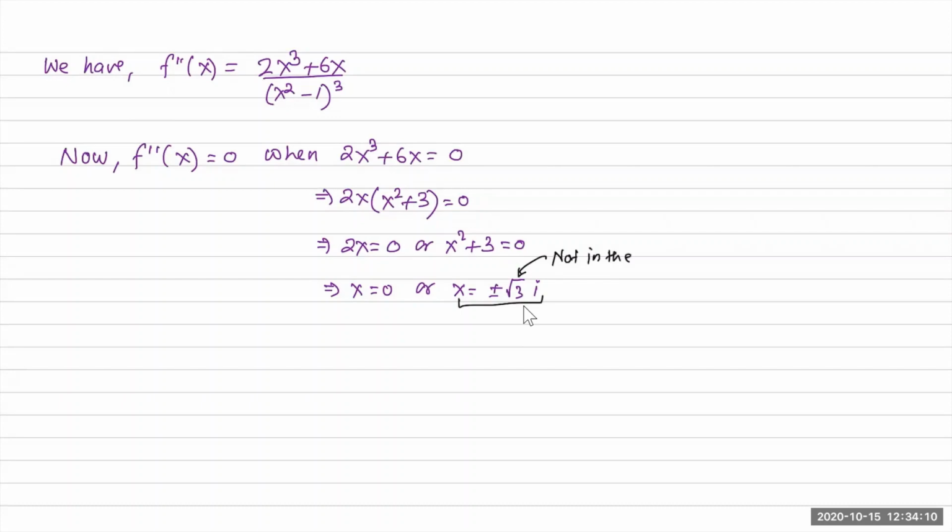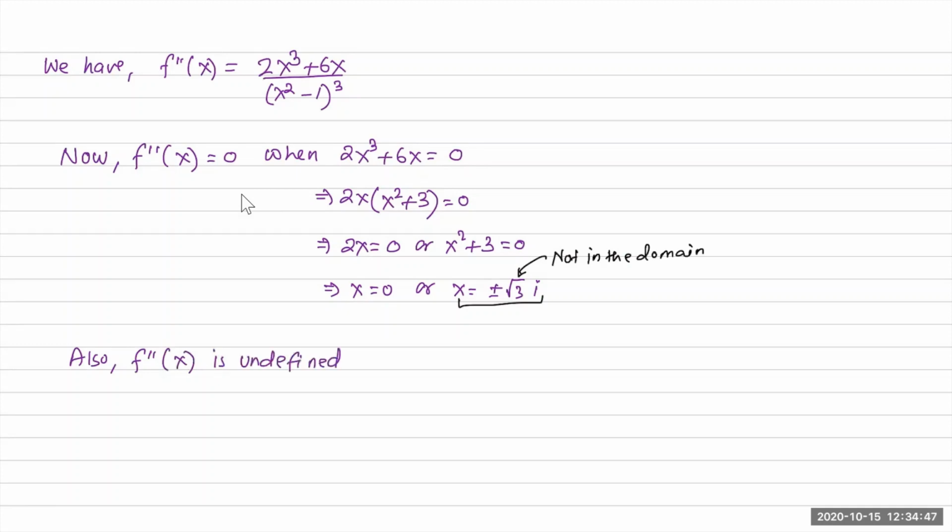Because the domain is real numbers from negative infinity to positive infinity except plus or minus 1. So here we just got one value, x equal to 0. That is one candidate for the inflection point. That is when the second derivative is 0. Now we still have the second condition. When is the second derivative undefined? Let's check that.